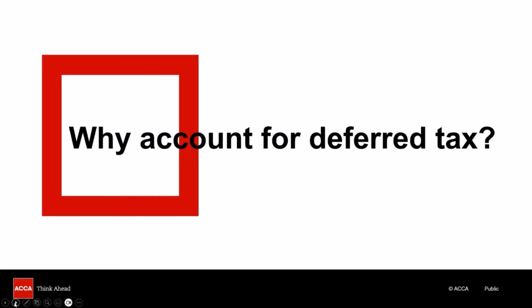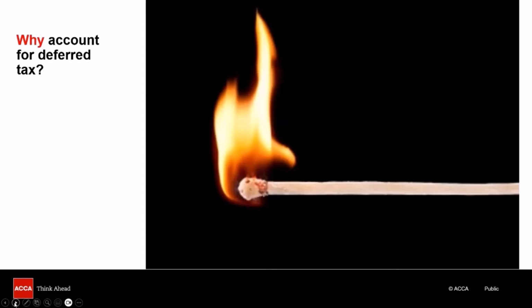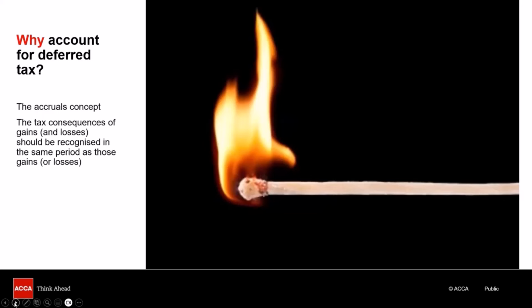But I'm pushing on. And for me, the reason why we account for deferred tax is the accruals concept, the matching concept. Because I believe that when we are recognizing a gain in the accounts, we should also simultaneously be recognizing the tax on that gain in the same accounting period, even if we haven't been currently assessed to pay that tax. I believe in the matching concept. I believe that basically investors want to know profits in a post-tax scenario. So why we account for deferred tax fundamentally is the matching concept.